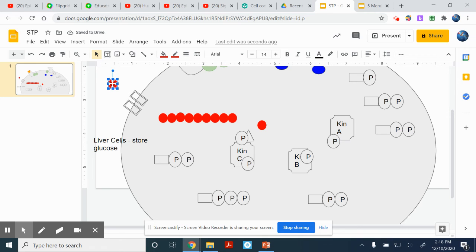And now you have glucose that can be delivered to your cells so they can make ATP, because you're either going to have to run from the bear or you have to fight the bear. And you're going to need a lot of energy to do that.